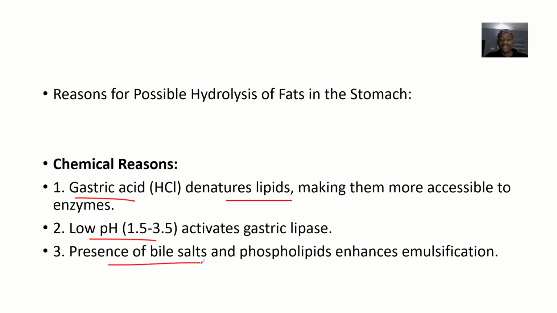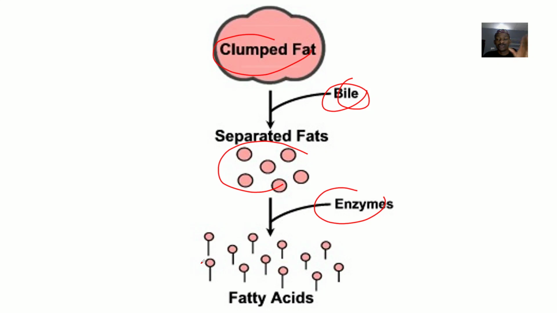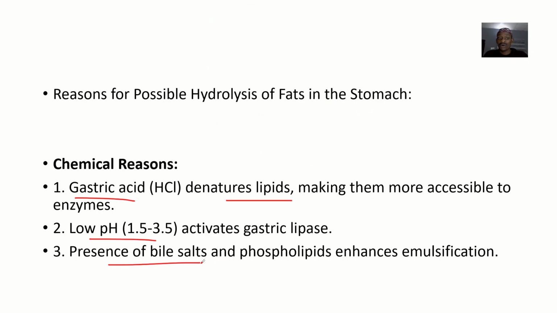Okay, now the presence of bile salts and phospholipids also enhances what? Emulsification. We have spoken a lot about bile on our YouTube channel, where we have spoken about conditions affecting gallstones, all those what? Cholecystitis and the rest. Okay, so we have seen that one of the functions of bile is what? Emulsification of fat, like, will I say, reducing the surface area, okay, breaking the fat down. Okay, so these 3 points make up the chemical reasons.